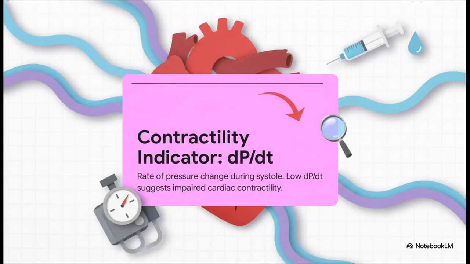And that brings us to our third pillar, contractility, which is indicated by dp/dt. This parameter reflects the maximum rate of pressure change during systolic ejection, and it serves as a great surrogate for the actual contractile force of the heart muscle. So if you get an HPI alert and you see a low dp/dt, it points you directly towards an issue with cardiac contractility, which suggests that an inotrope might be the right call.